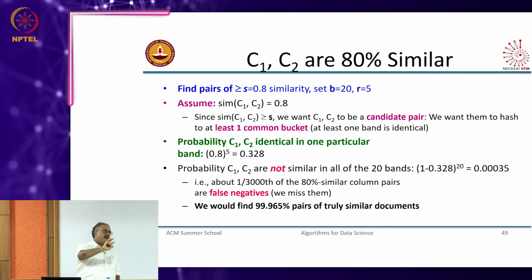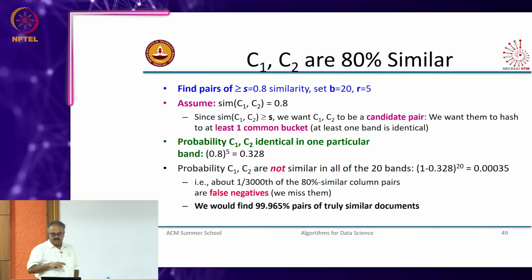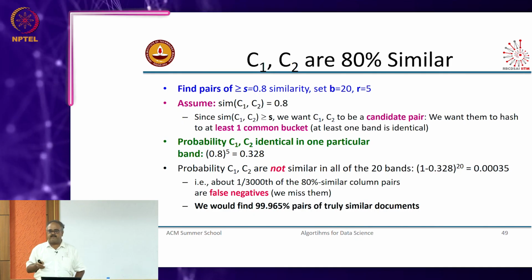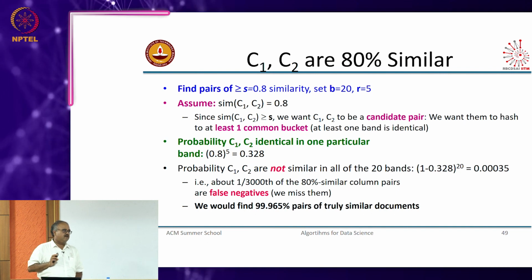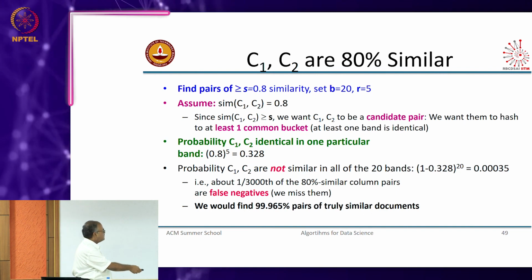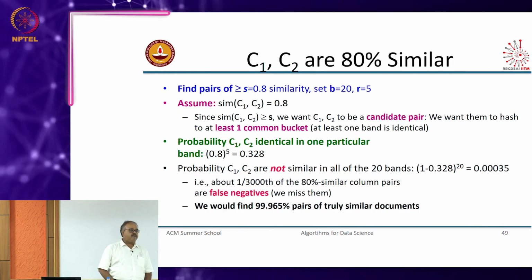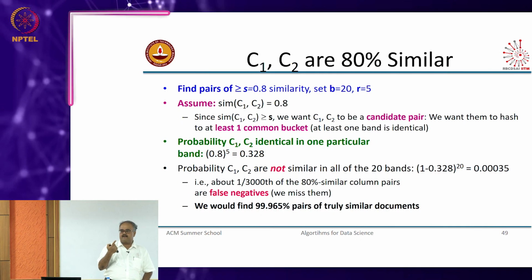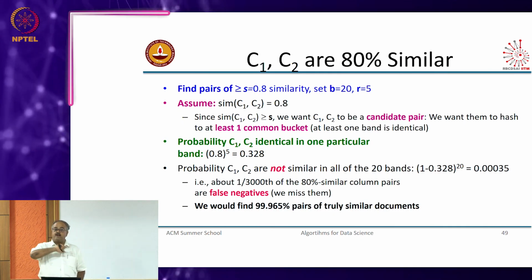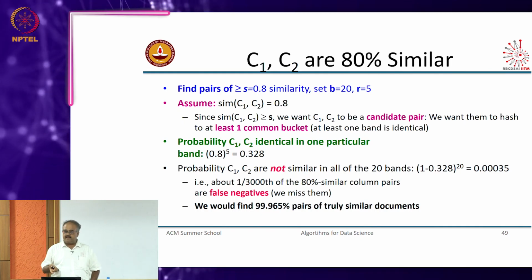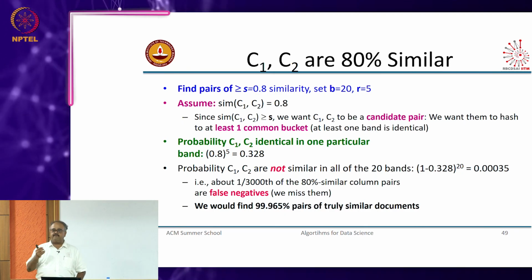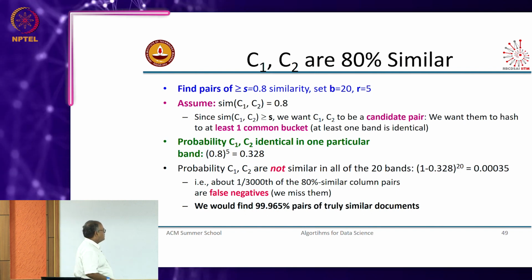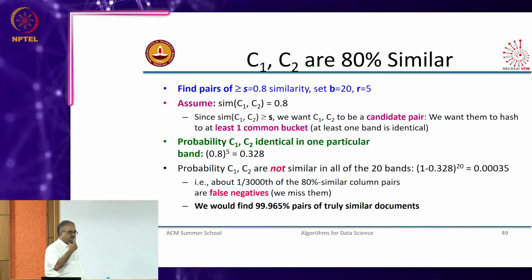The probability that they will not hash into the same bucket in any of the bands is basically (1 minus 0.328) power 20, because we are assuming all the hash functions have been independently chosen. So, I am treating all events as independent events. So, that sounds like a reasonable number. If I say that I want them to hash into the same bucket in at least one band, the probability that they will not hash into the same bucket for all 20 is a very small number. So, with a very high probability, because we have chosen 0.8 as the threshold here, they will hash into the same bucket in at least one band.